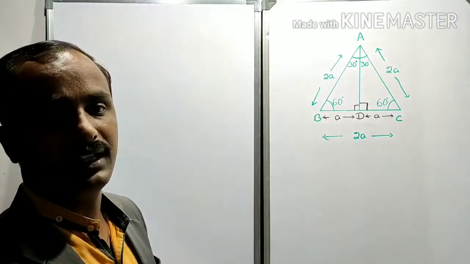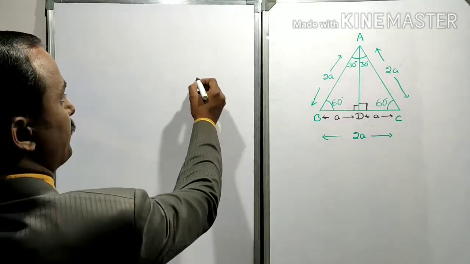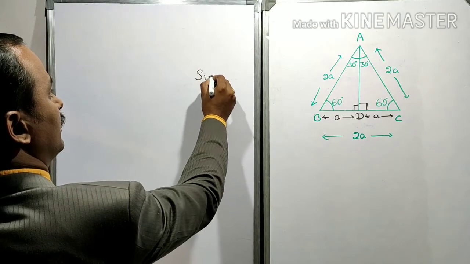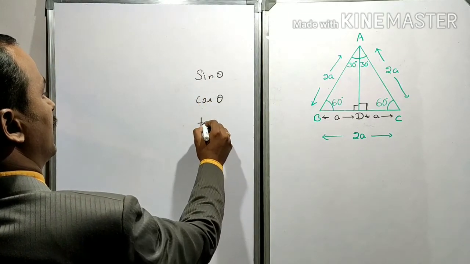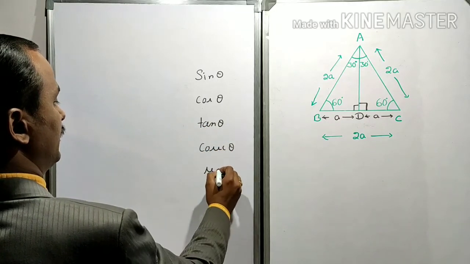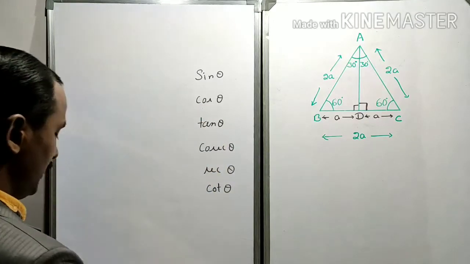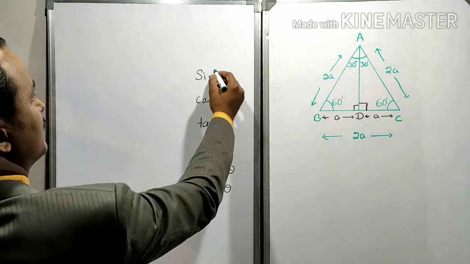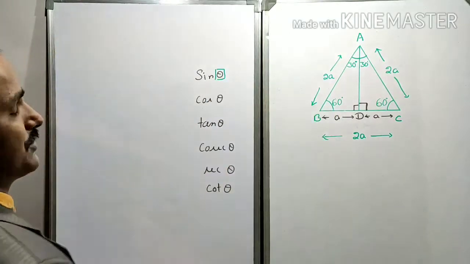In the trigonometrical ratios, you know the ratio names. I will write once again: sine theta, cos theta, tan theta, cosecant theta, secant theta, cot theta. What is this theta, dear children? Theta is nothing but acute angle values.